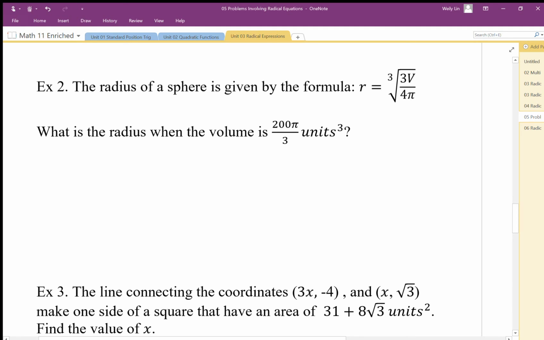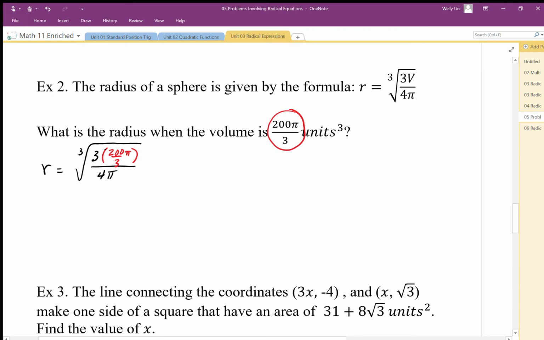Well, we have the volume part of this formula, so we just need to plug it in and simplify it. So the radius is equal to 3 times, well, my volume expression is this. So I'm going to replace the volume with 200 pi over 3. And this is where working with complex fractions is very useful. It's good to understand how to simplify complex fractions.